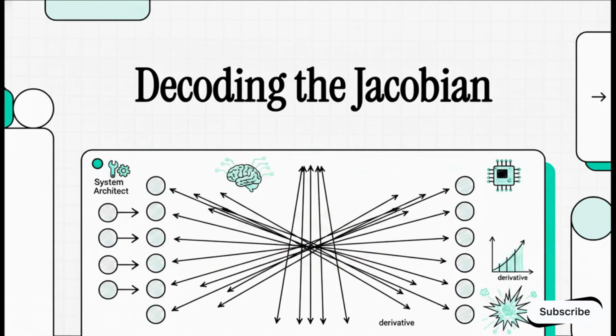Now, if a standard derivative tells you how one single scalar output changes when you nudge one scalar input, well, the Jacobian scales that entire concept up. It is the complete instruction manual for sensitivity across whole vectors. And trust me, truly understanding it is the difference between writing elegant, efficient code and literally instantly crashing your hardware.